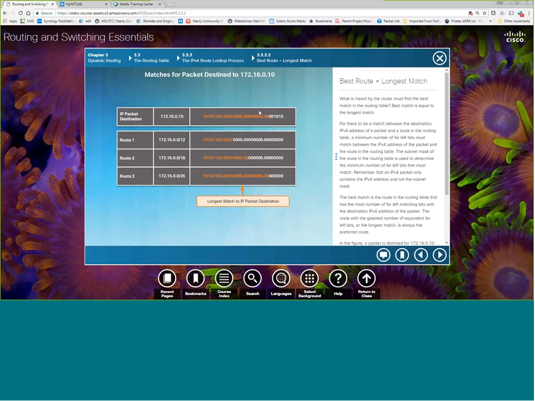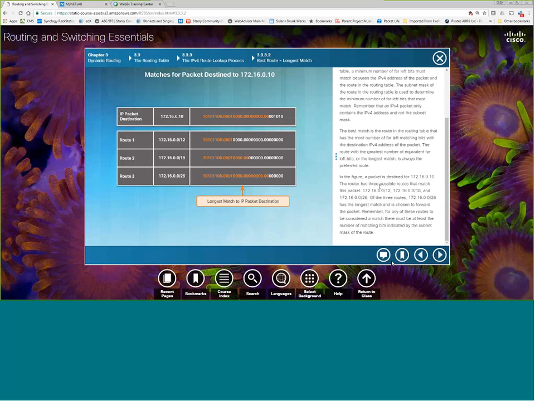The longest match in the route table wins. So if you've got multiple routes and you've got a packet that's coming through, the one that matches the most number of bits will be the route that gets used. So even though all three of these routes may match this 172.16.0.10 destination packet, only the one that has the longest match will be used to forward the packet. Very important. Leftmost bits, longest match.